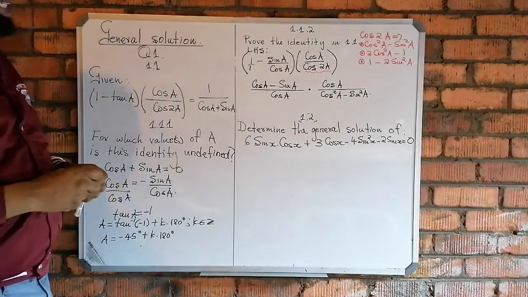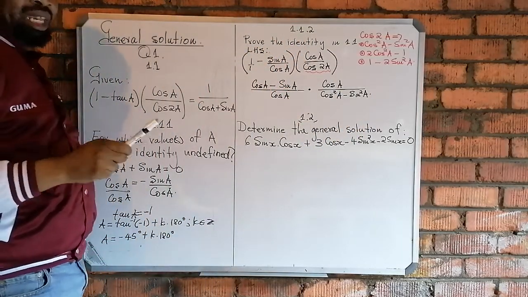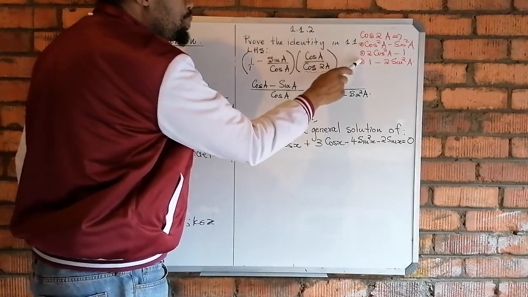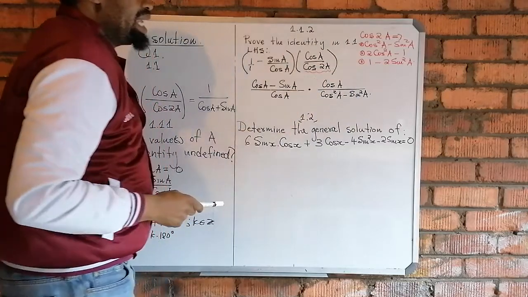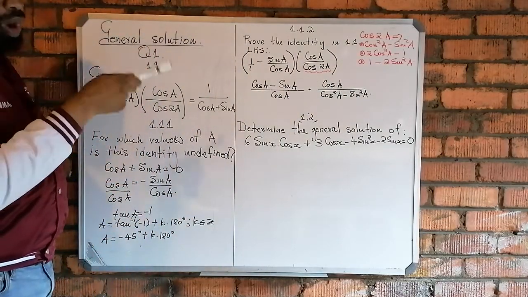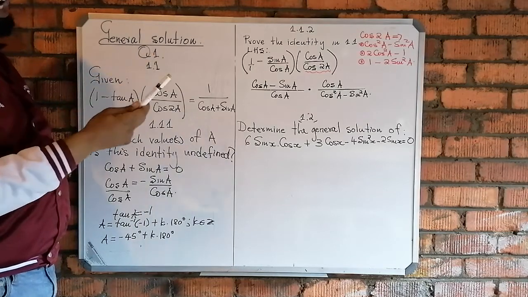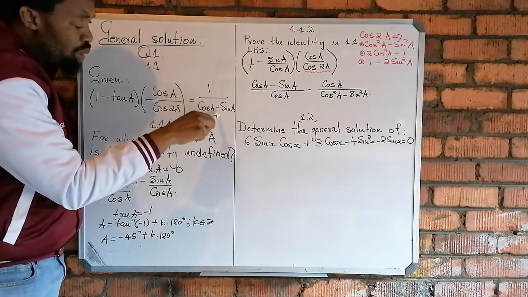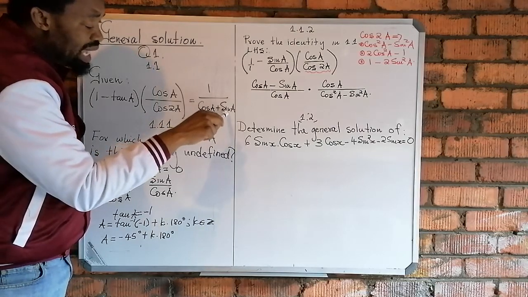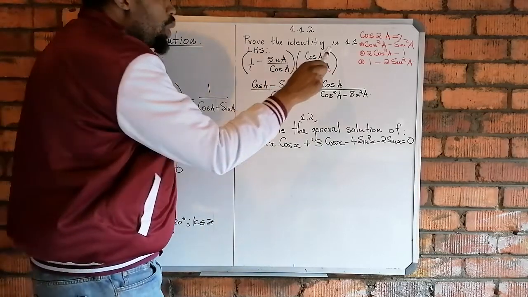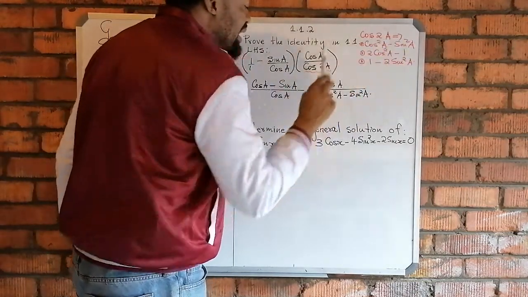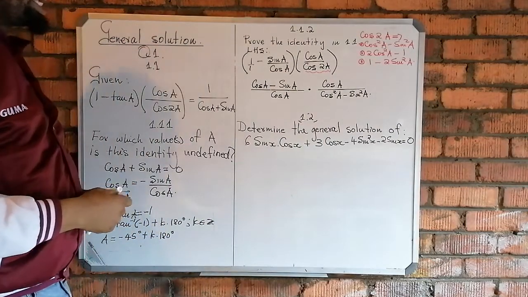Folks, I hope that you understand this. I repeat again, cos 2A can be expressed in 3 different ways, but the one that you choose will depend on what you are looking for. Here, I'm looking for cos and sine. That is why I'm going to express cos 2A as cos and sine, as I did there.